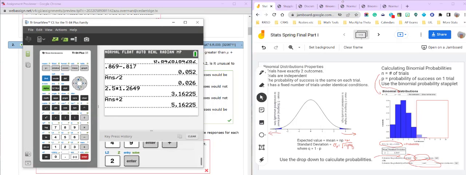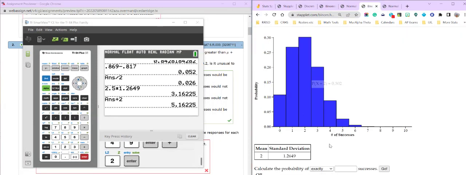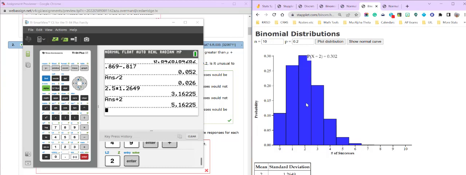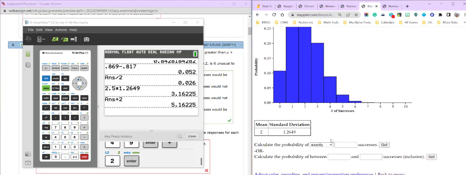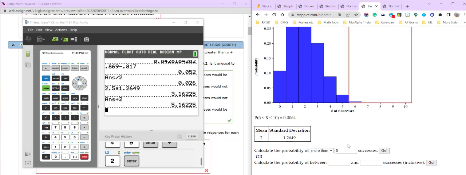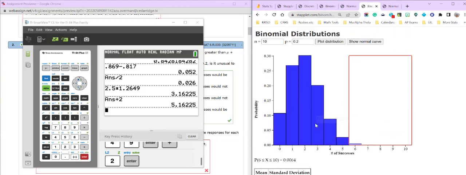Explain. So more than half, let's go to a binomial distribution, which I already had set up. There's 10 and there's 0.2. Half of them would be more than, they said half. Half would be 5, right? Hit go. And you could see that the probability is actually pretty low. It's 0.0064. So I'm using the binomial distribution where there are 10 trials and p is 0.2.